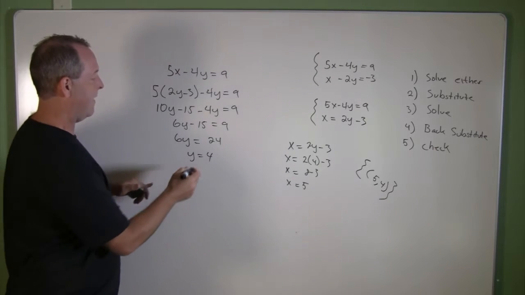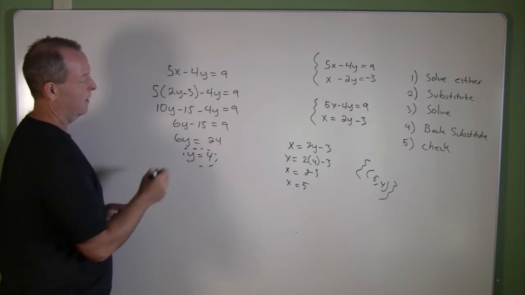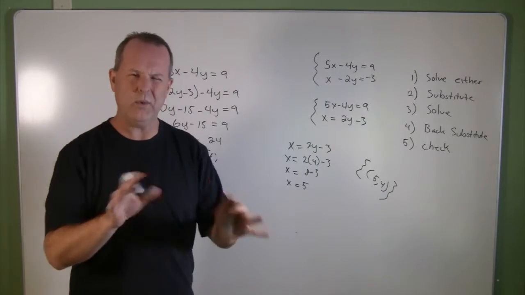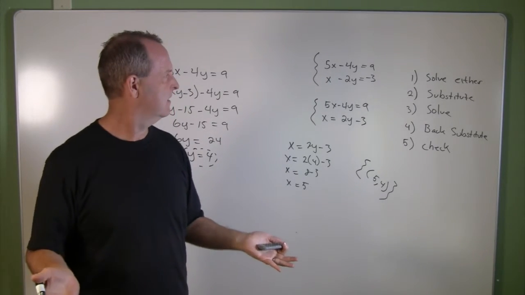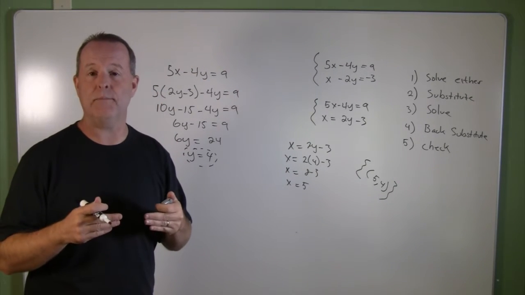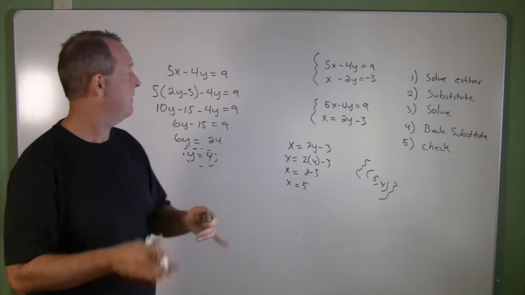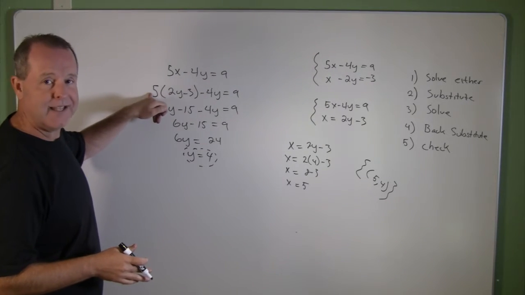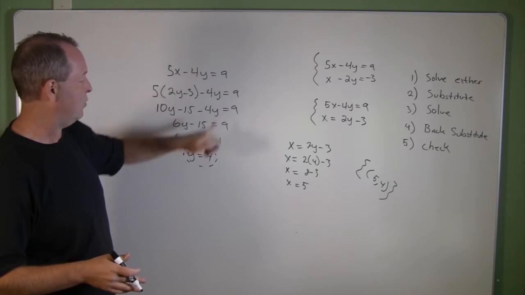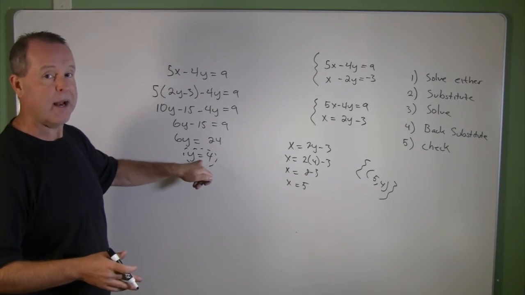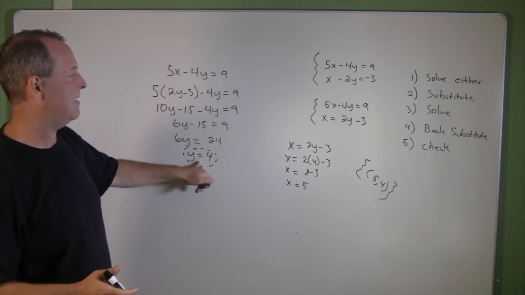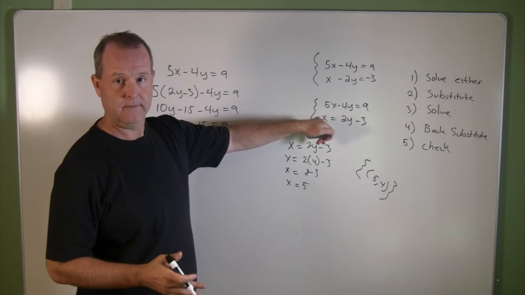Now notice here when I have this y equals 4, I sometimes get confused. I have all these lines up here. Which one do I substitute it back into? I lose track. Well, the thing we need to remember is we substitute it back into the equation that we did not use in this step right here. We used 5x minus 4y equals 9. That's what led us to get y equals 4. So I don't want to back substitute it into the equation where we got it from. I want to back substitute it into the other equation.